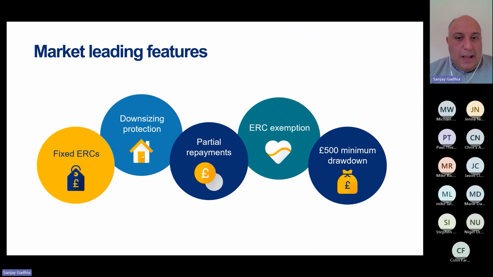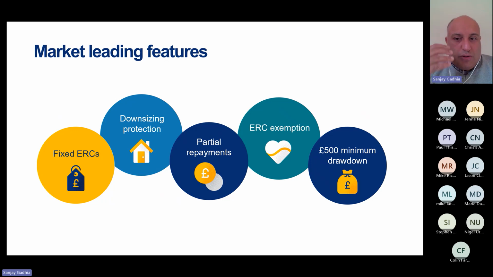Partial repayments. Being an Equity Release Council member, we ensure that your customers must have the ability to make partial repayments. And with ourselves, your customers can make up to 10% of the initial loan per policy anniversary without incurring any early repayment charges. This ERC exemption is one that I am extremely proud about since we've launched, and it's something that I'll continue to be passionate about if you hear me present in the future. But it is applicable on joint applications. And I'll touch upon that in a moment.